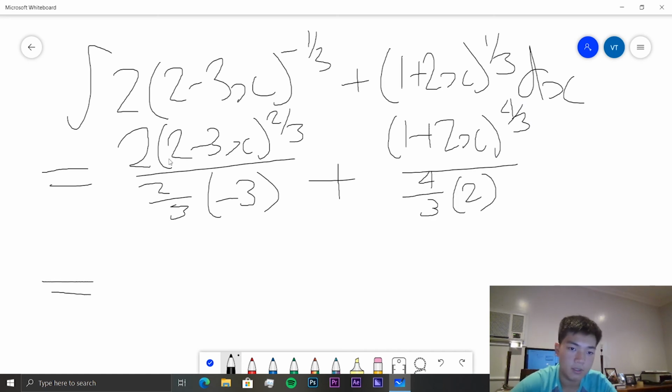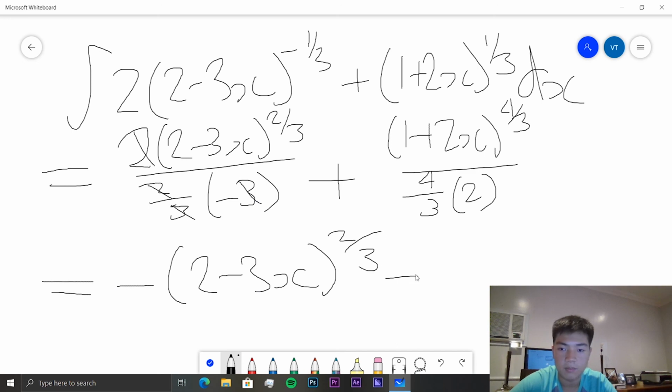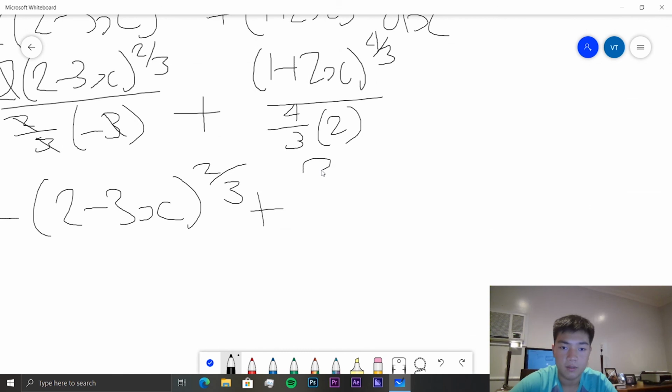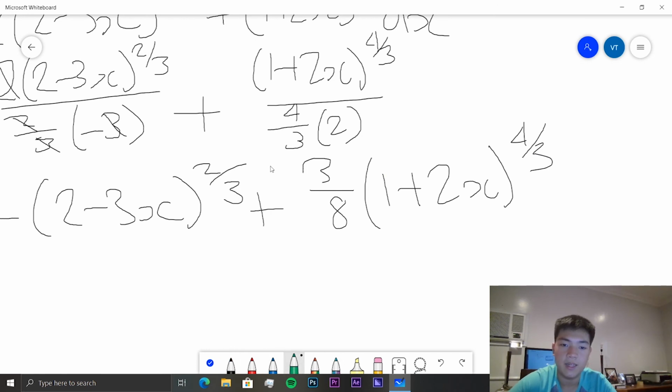So this is equal to, you can cancel those 2 out, cancel these 2 out, so we're left with negative 2 minus 3x to the 2/3 plus 3 over 8 times 1 plus 2x to the 4/3. So yeah, that should be the answer to the final question.